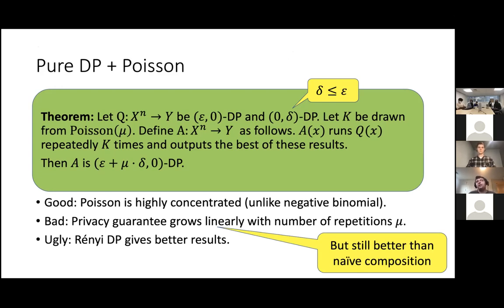So the probability that I miss an algorithm, the probability I run any given algorithm 0 times, is e to the minus mu over M. This is very good. Poisson is very nicely concentrated. So from a utility perspective, it's a really great distribution. From a privacy perspective, it's not quite so great. I see. Okay, thanks.